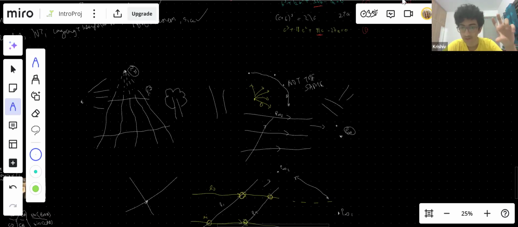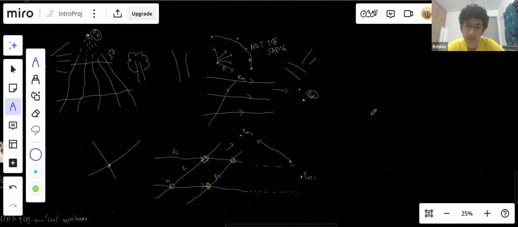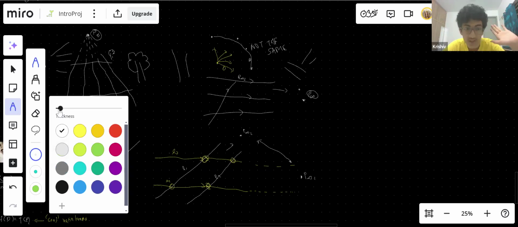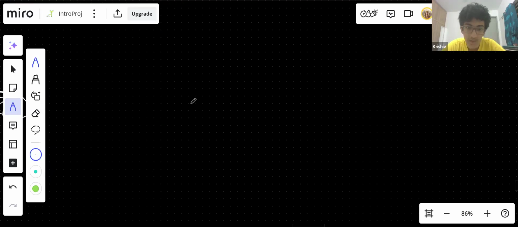So if this point at infinity thing is clear, again, this is convention. It doesn't make much sense to visualize this. Just imagine a very, very far away point that just exists. But yeah, if this is clear, this is one thing.